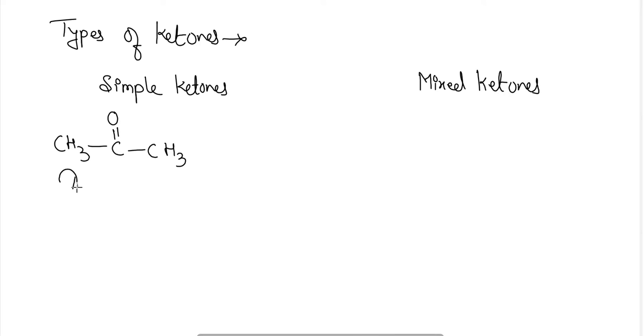For example, acetone. Here both the alkyl groups are CH3 only, so it will be termed as a simple ketone. While mixed ketones have different alkyl groups attached to the carbonyl group. Here you can see one methyl group and one ethyl group is attached, so it will be termed as a mixed ketone.